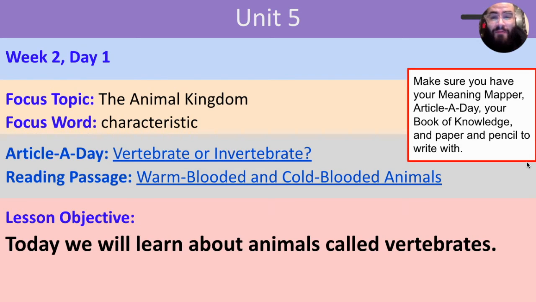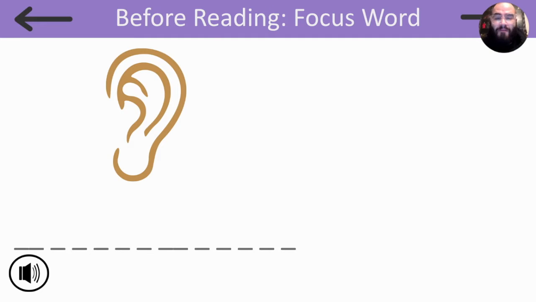Welcome to Unit 5, Week 2, Day 1. Make sure to have your meaning mapper, article a day, your book of knowledge, and paper and pencil to write with. Today we will learn about animals called vertebrates. Let's get started. Our focus word this week is characteristic. Can you say characteristic?